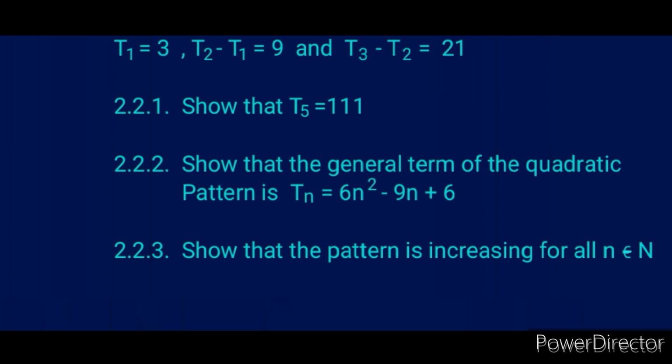Alright, so in this particular question, they said show that the pattern is increasing for all n, where n is a natural number. So they're saying whenever the term number, and the term number is always a natural number, because the term number always starts from 1, so it's always position 1 or position 2, position 3, going onwards. So it is always a natural number. So they're saying show that it is increasing.